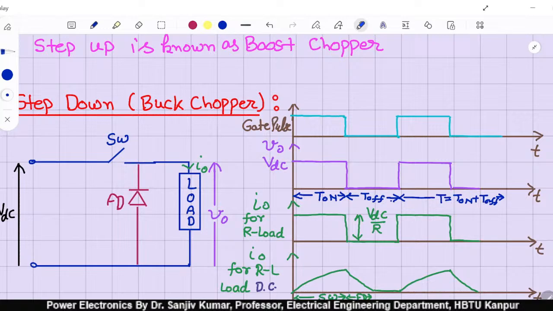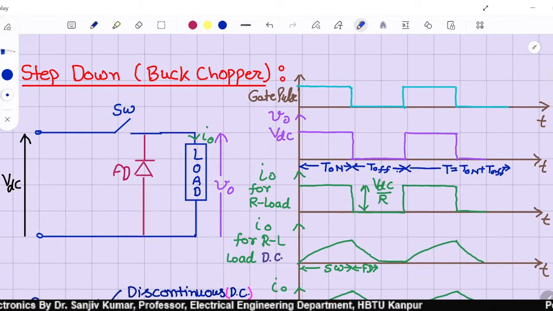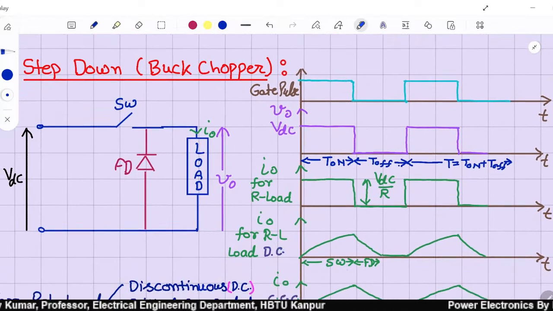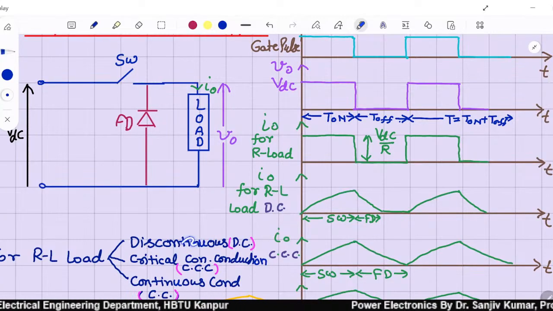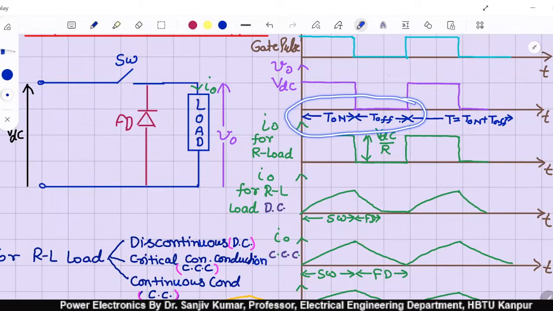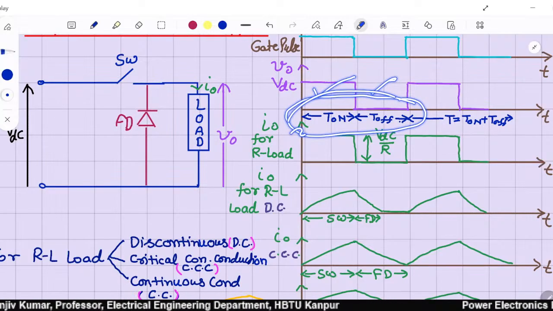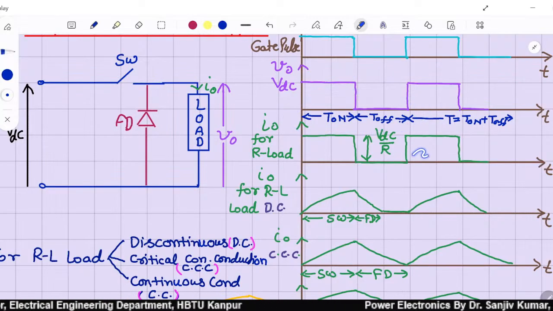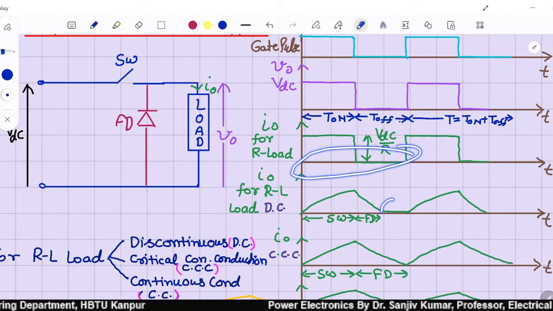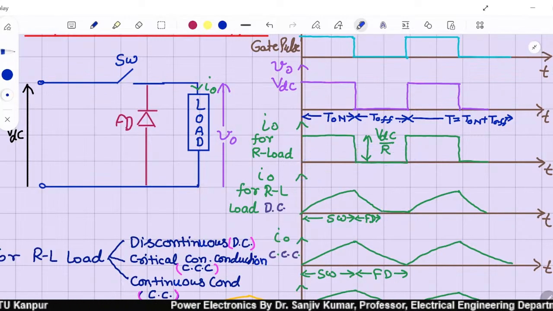Now there are three cases possible. One is the discontinuous mode of conduction. For an RL load, in the discontinuous mode of conduction, this is the total time period: T on, the switch on time, plus the switch off time. So during the entire time period, for some duration, the current is 0. That is the discontinuous mode of conduction.